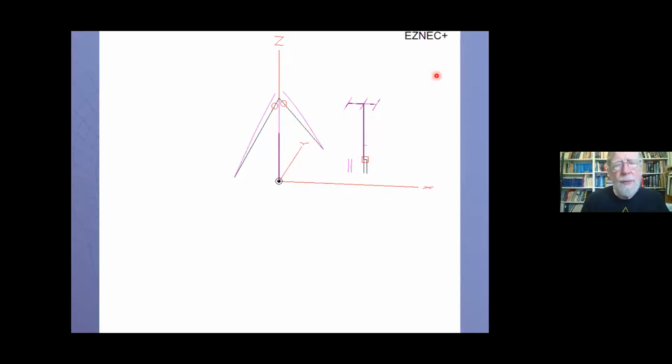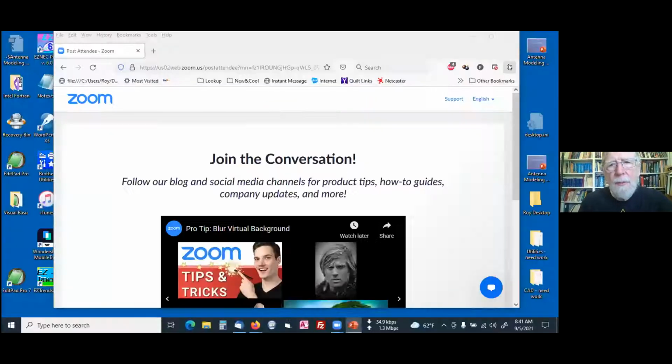EZNEC is by far the most commonly used antenna modeling program today, and probably once it gets free, it will be even more popular.